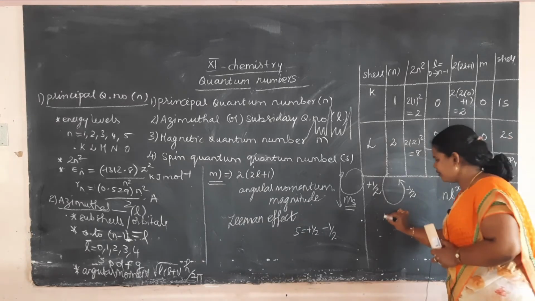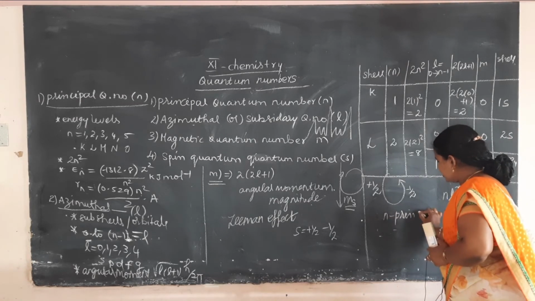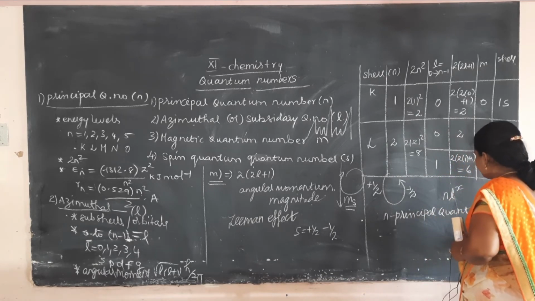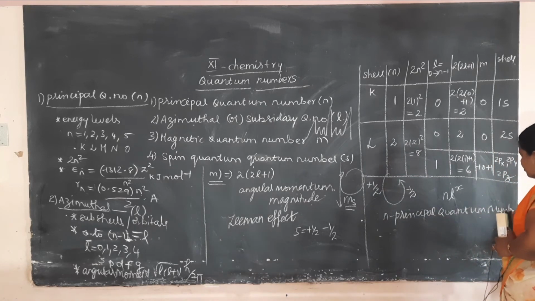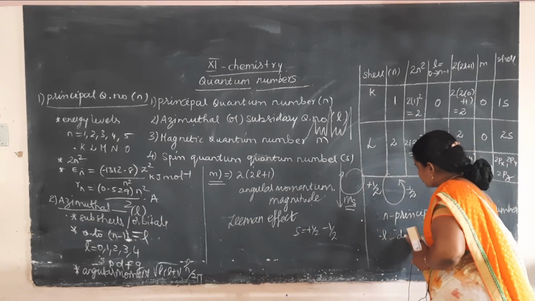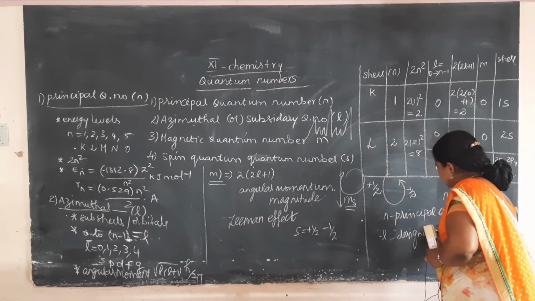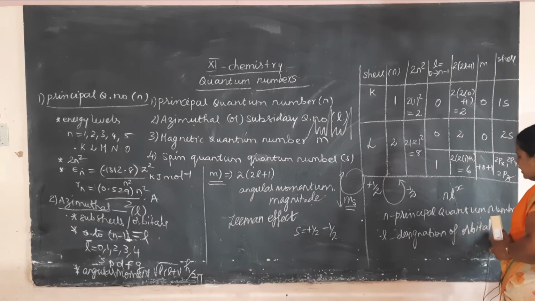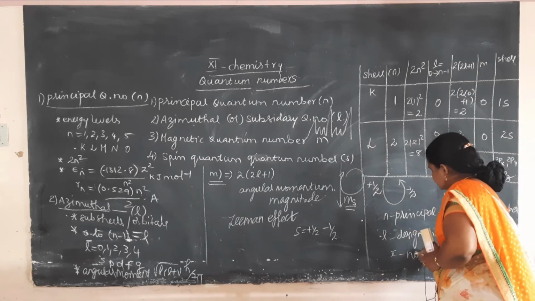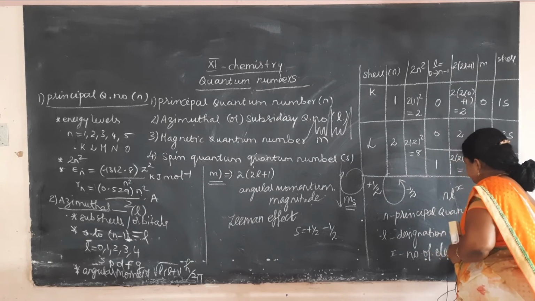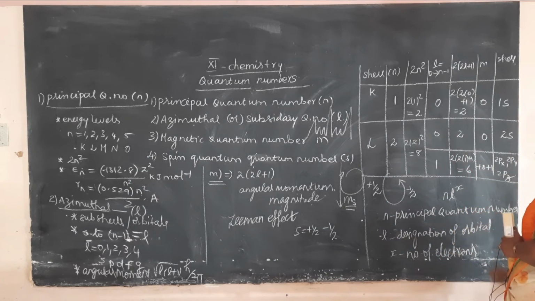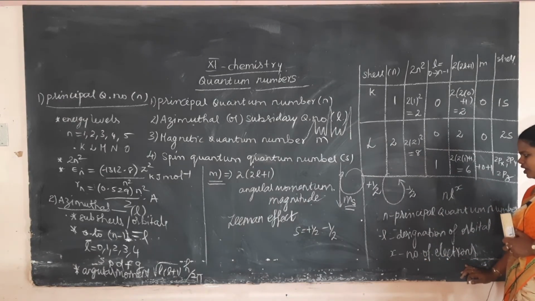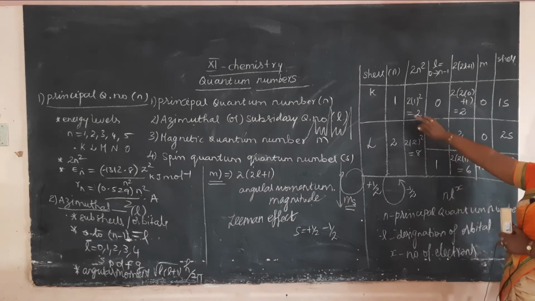புரியுதா? N is the principal quantum number. Then L is the designation of the orbital, and X is the number of electrons. Now we'll learn here. You see n is equal to 1.